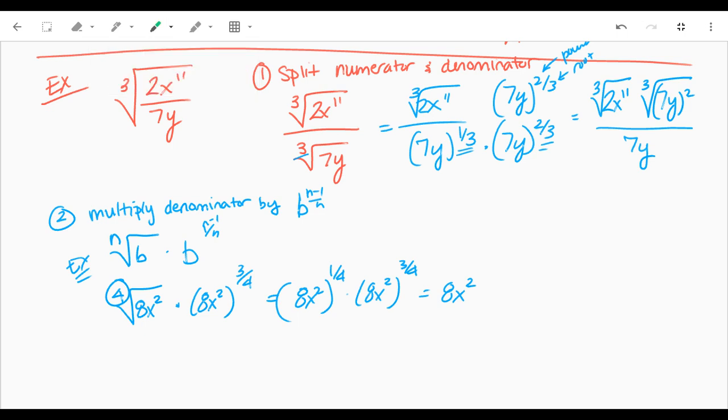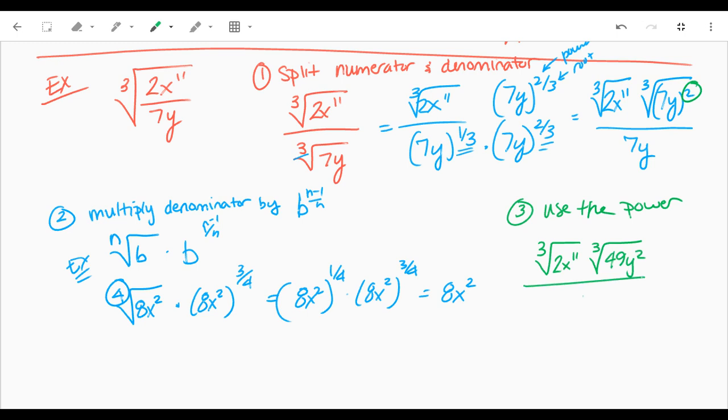Our next step will be to use the power. Use the power, and by that I mean that power right there. So we're going to have the cube root of 2x to the 11th times the cube root, we're going to square the 7 and the y, so 49y squared over 7y.